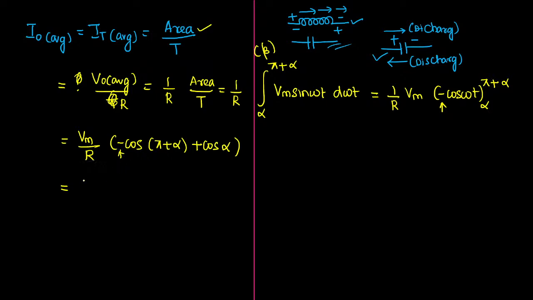So it will become plus. So I can write Vm by R. Cos alpha plus cos alpha will become 2 times cos alpha. Finally, we got the answer. Now it is time to substitute all the values.